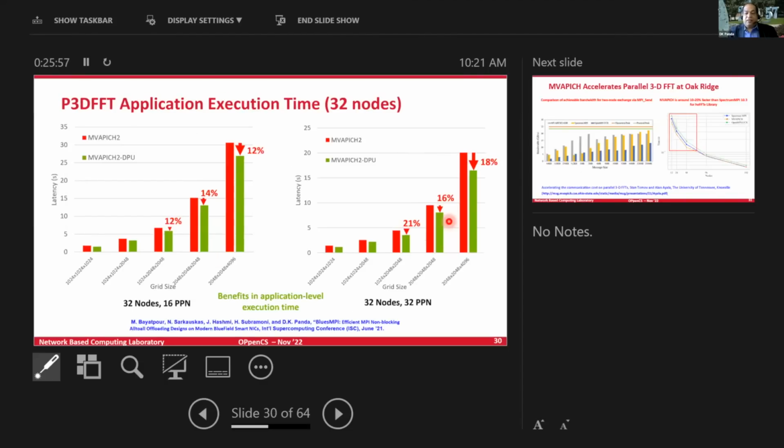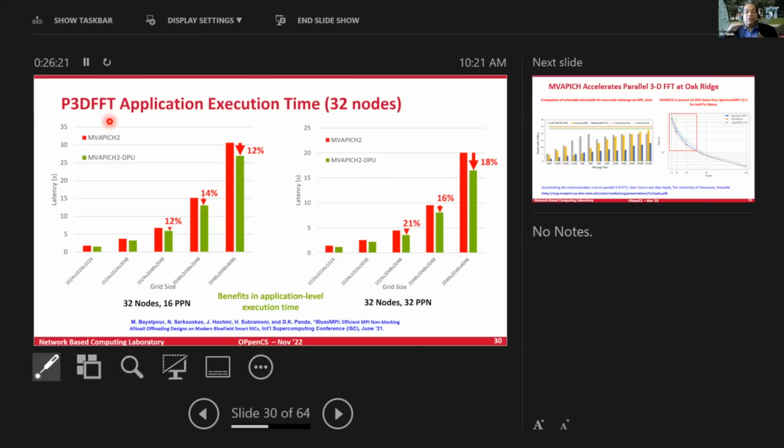But then the question is, how about the application? So here we used P3DFFT. This is an application developed at San Diego Supercomputer Center. And of course, to take advantage of this non-blocking DPU technology, the application also needs to be modified. This is co-design, because if the application is using blocking, we cannot do anything. So we worked with the developers here.